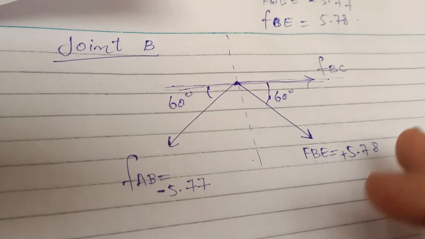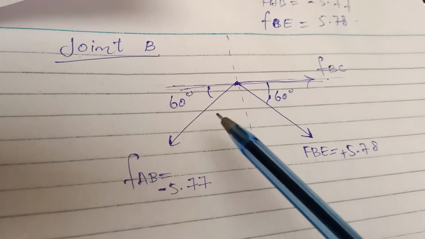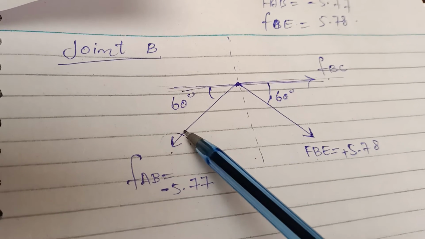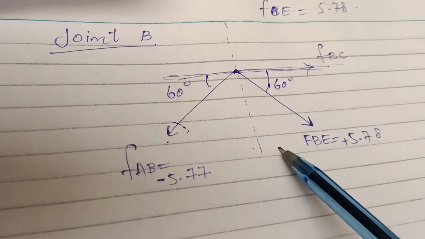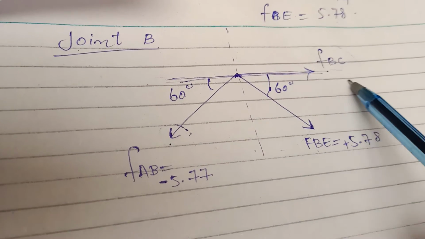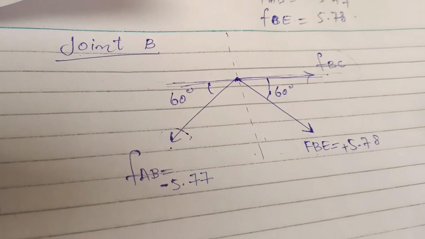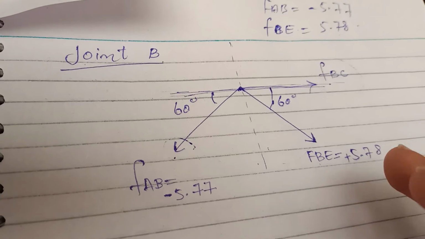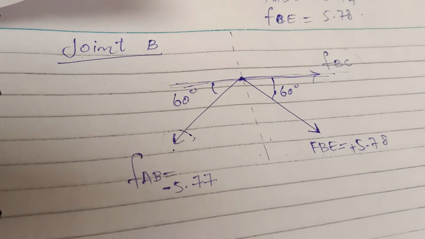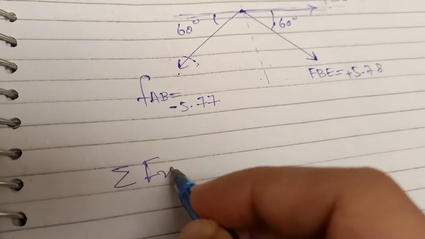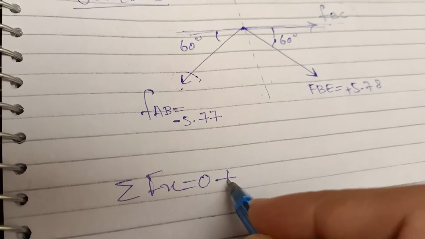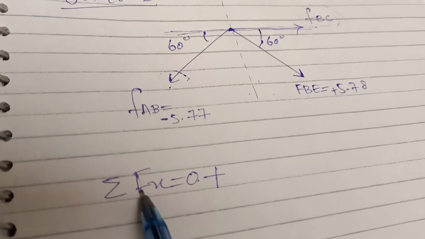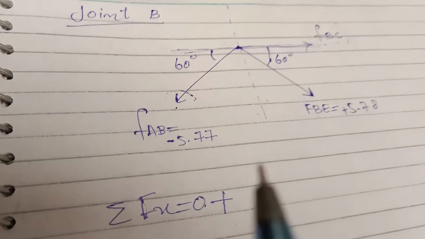If I use summation of all Fy equal to 0, it goes here, it goes here, but we just need FBC on the horizontal axis. So why would we use summation of Fy equal to 0? Just skip it and use the expression summation of all Fx equal to 0, because we only need this member's force. So summation of Fx is equal to 0.